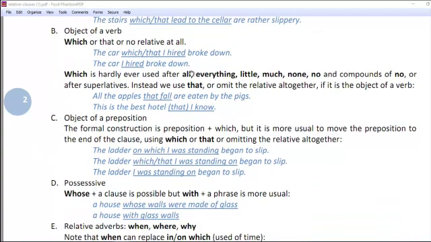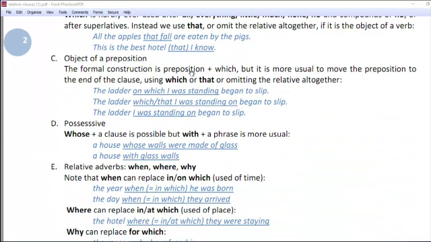Point number D. The possessive. We can use whose plus a clause, but a phrase is more usual, like a house whose walls were made of glass, or a house with glass walls. So in example number 2, we dropped the relative whose.